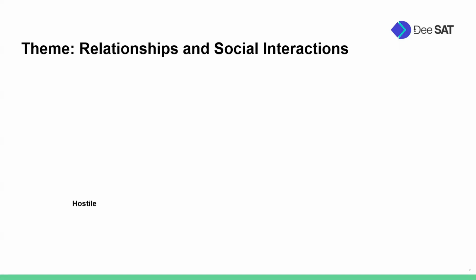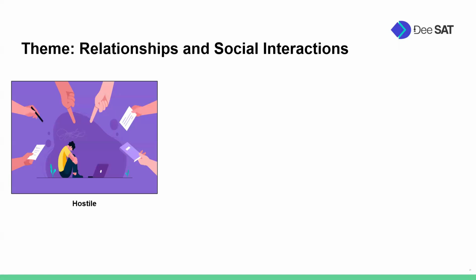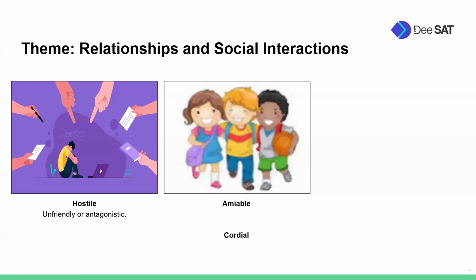Relationships and social interactions. Hostile: a hostile takeover, a hostile conversation, a hostile workplace environment. All of these talk about an unfriendly or antagonistic situation. Amiable: she has a very amiable disposition. Cordial: her personality was pretty cordial. We cordially welcome you. All of these mean friendly and a pleasant kind of person or situation.